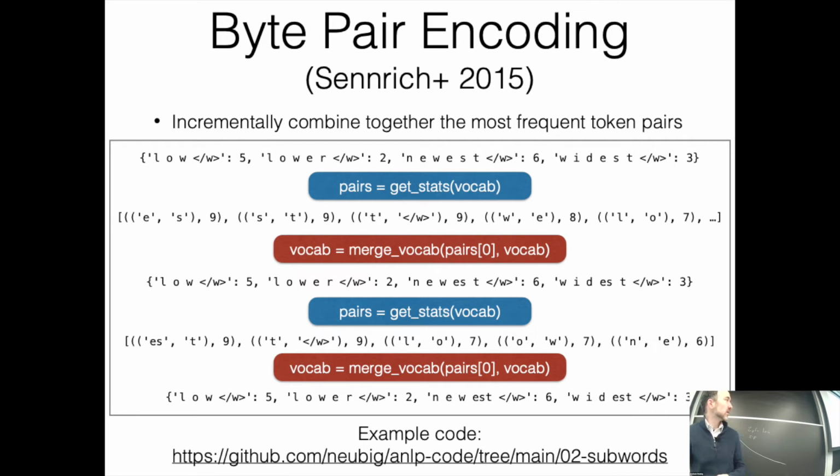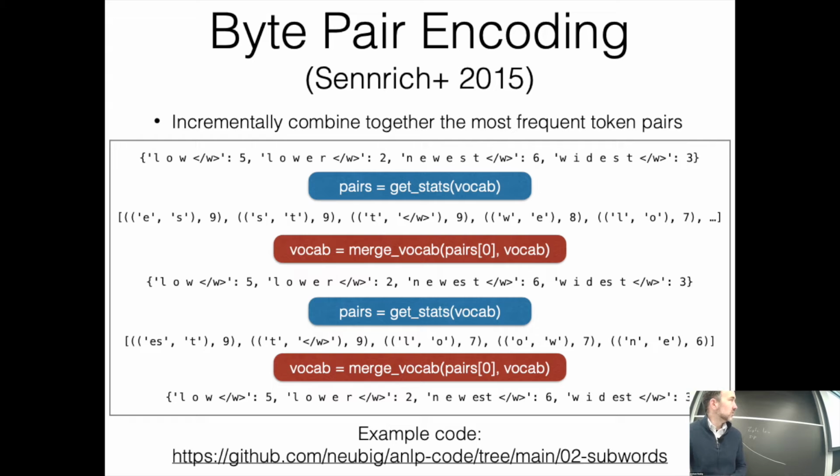And so here, the most common pairs of tokens that occur next to each other are ES, because it occurs 9 times, because it occurs in newest and widest. Also ST and TW, because those occur there too. And then you have WE and other things like that. So out of all of the most frequent ones, you just merge them together.